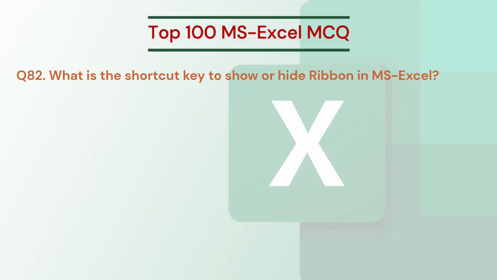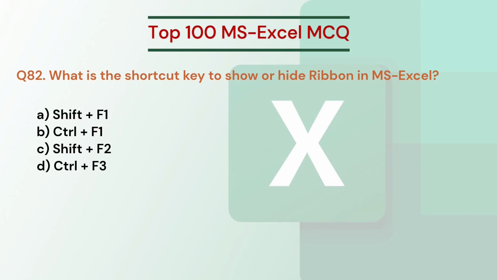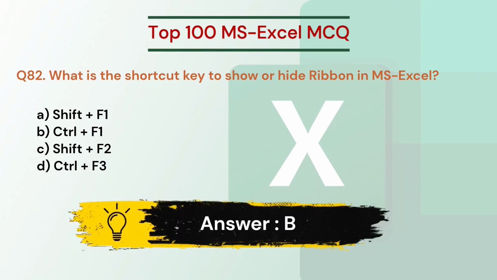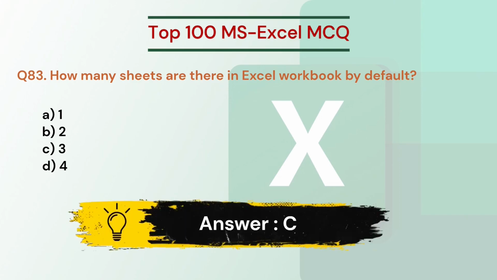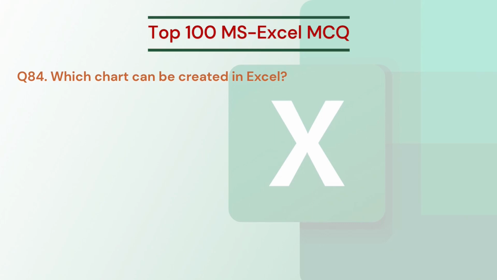What is the shortcut key to show or hide ribbon in MS-Excel? A. Shift plus F1, B. Control plus F1, C. Shift plus F2, D. Control plus F3. Correct answer is B. Control plus F1. How many sheets are there in Excel workbook by default? A. 1, B. 2, C. 3, D. 4. Correct answer is C. 3.